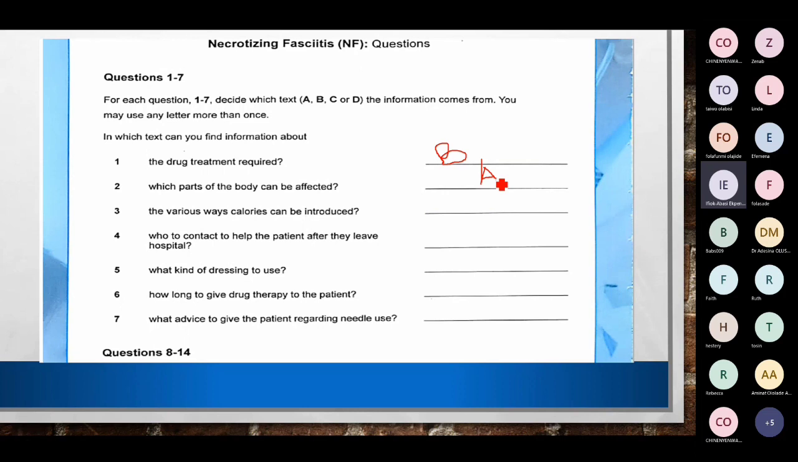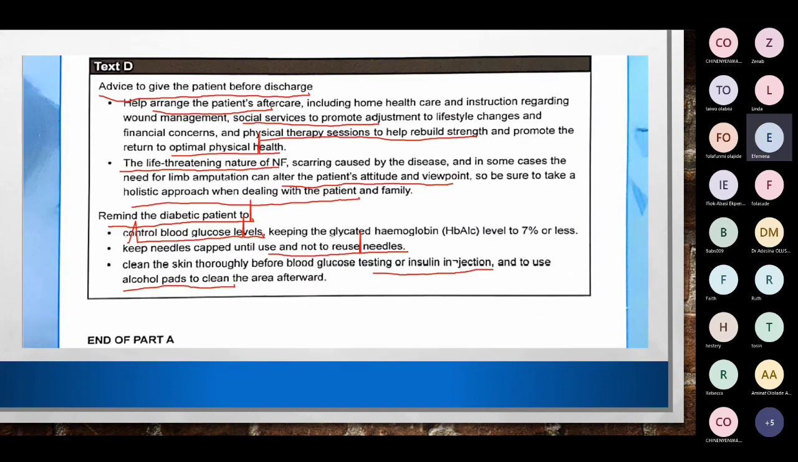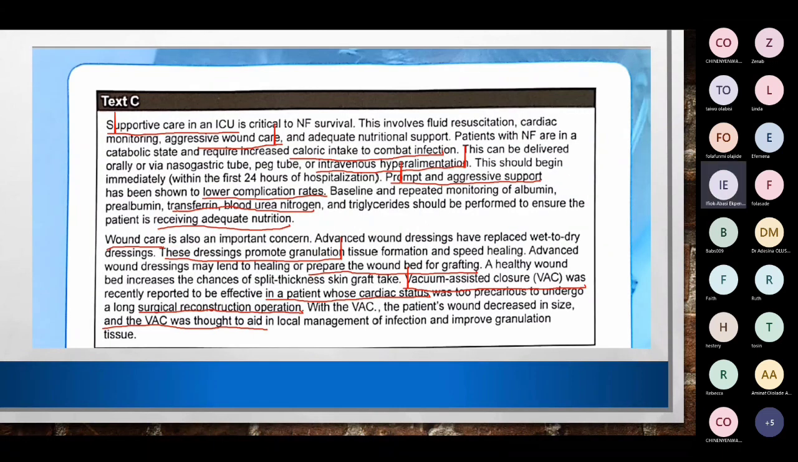Now, 3 talks about the various ways calories can be introduced. Remember that we underline the word calories. The various ways calories can be introduced. Where do you think we can find that? C. Somebody said text C. So let's go look at it. Text C.